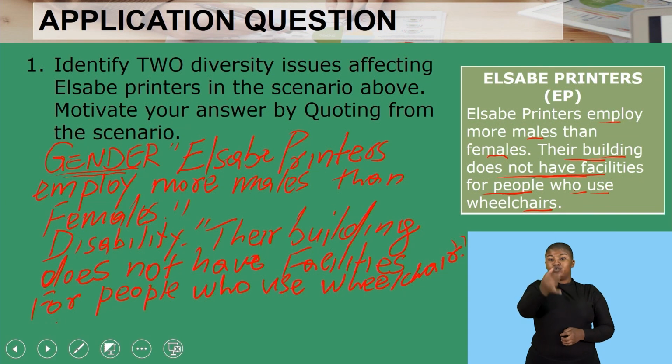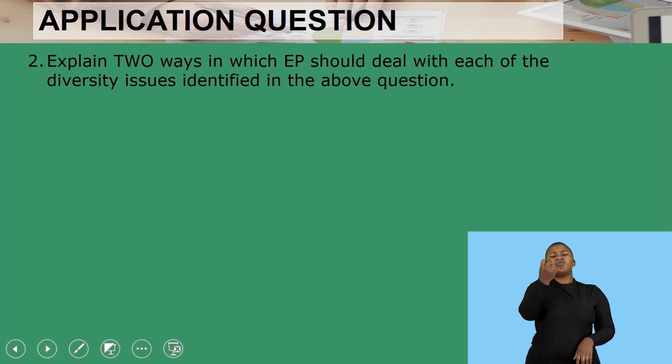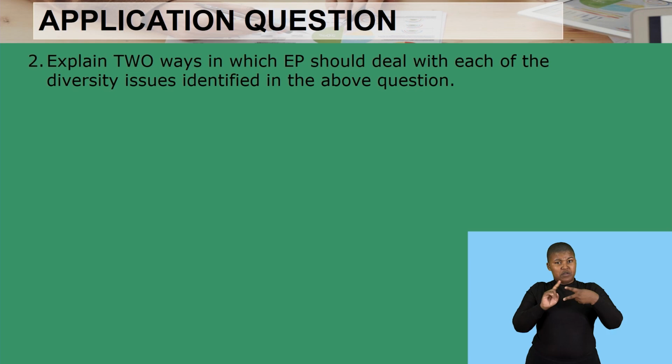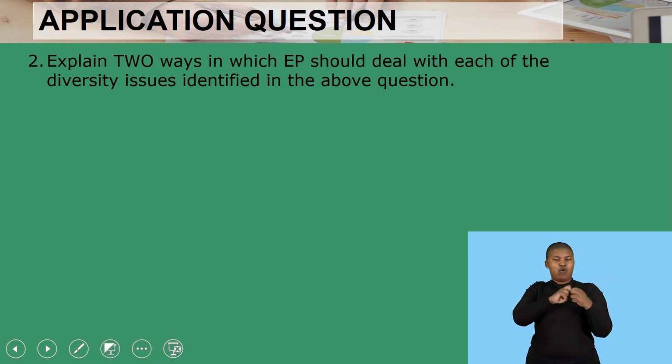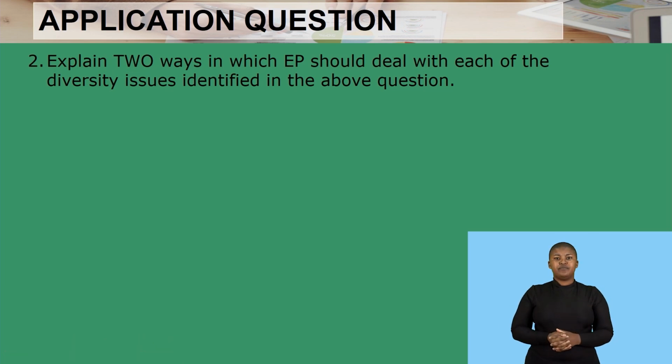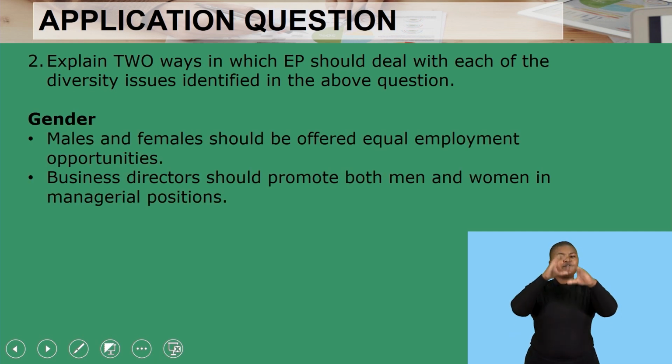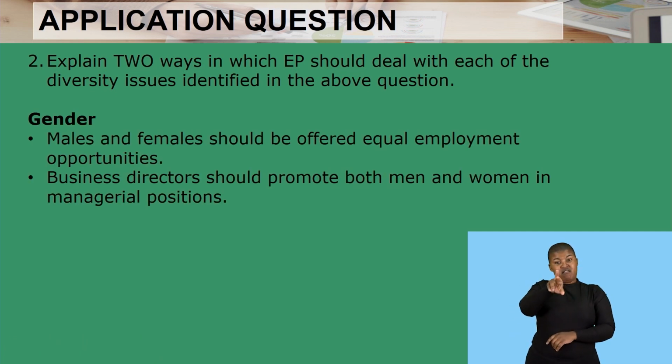Now let us look into question 2. What does it require from us? Explain two ways in which El Sabe Printers should deal with the issues, because El Sabe has failed to deal with the issues over there. Now, the first one, gender. How can a business deal? So you're basically an advisor on diversity issues. You'd say to them, El Sabe, the first issue is that you are failing to deal with gender because you are hiring more males than females.